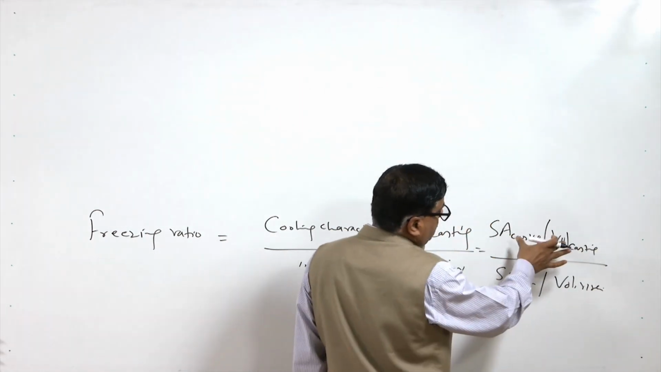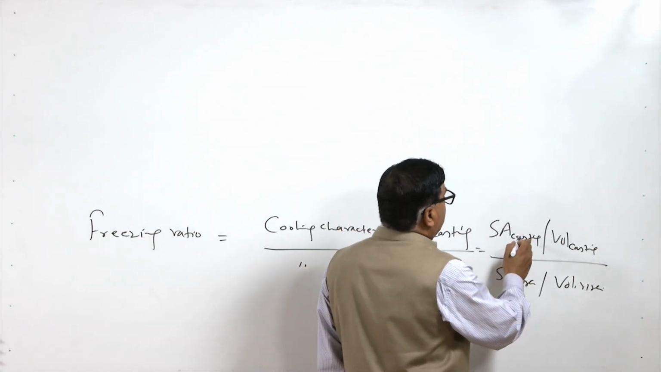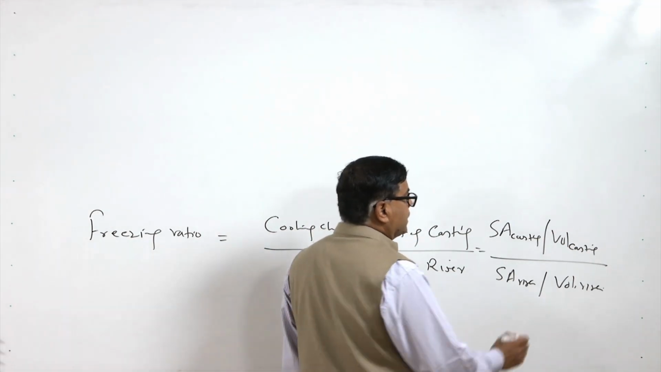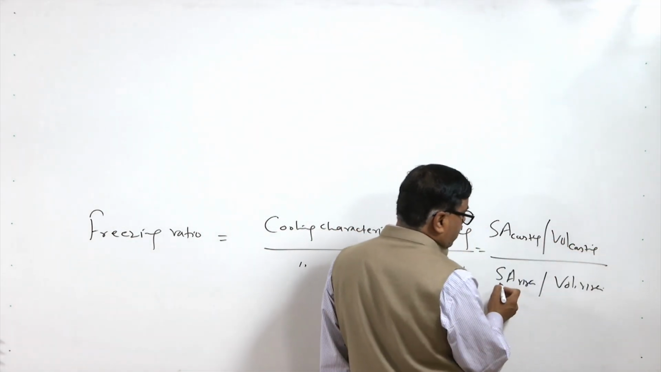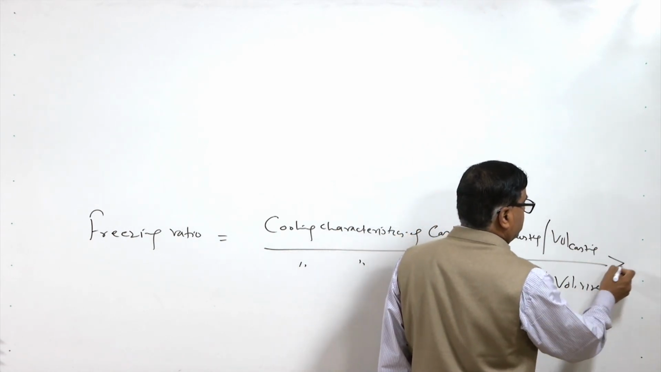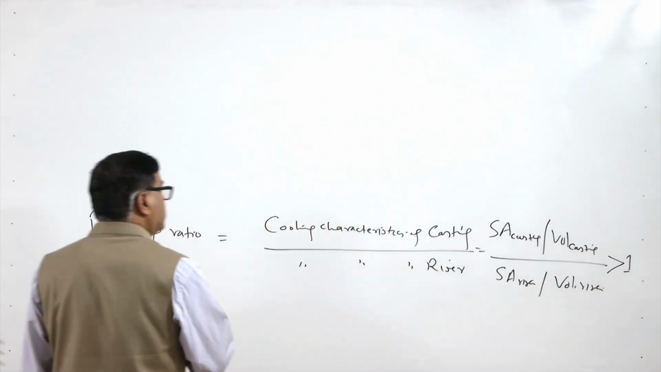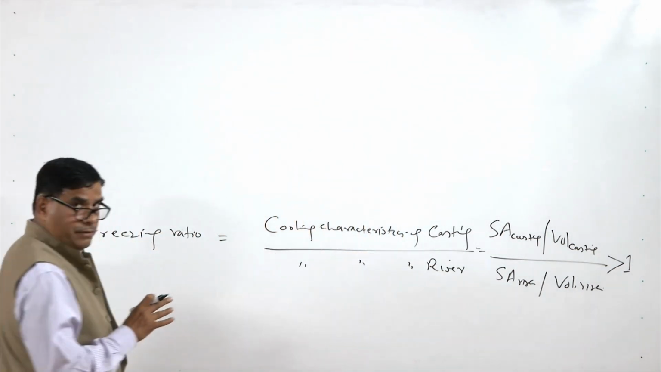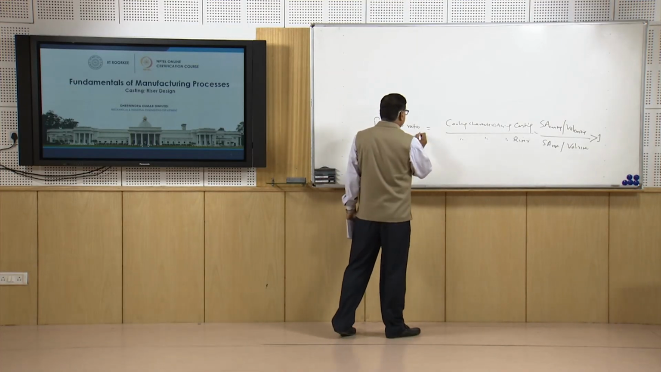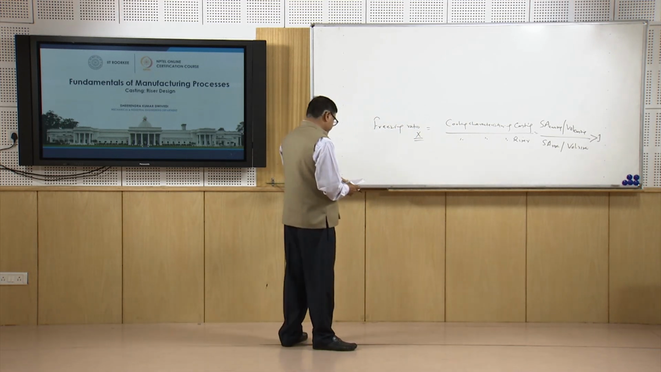So, to ensure that the casting solidifies first, the surface area to volume ratio of the casting should be greater than the surface area to volume ratio of the riser, and this ratio should be greater than 1 in order to ensure that the riser is able to feed the molten metal to the casting, and this ratio is expressed as X.